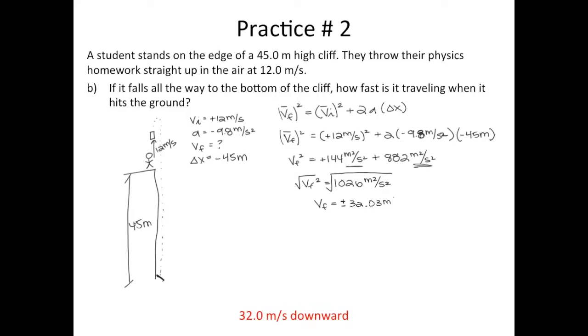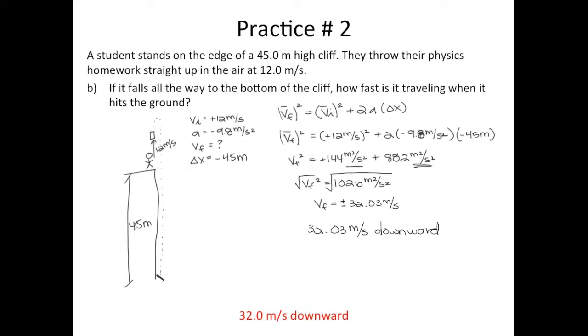32.03 meters per second. Now the square root gives us 2 values. So now we have to actually think logically about which one is correct in this scenario. If it's hitting the ground at the bottom of the cliff, is it going downward or upward? Well, it's obviously going to be moving downward. So the answer is 32.03 meters per second downward.